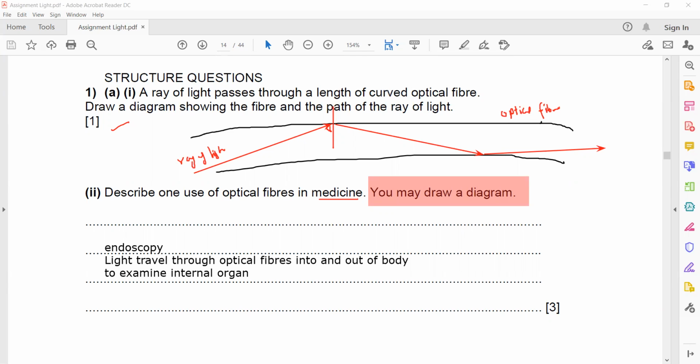Is it clear, this question? Any doubt in this?